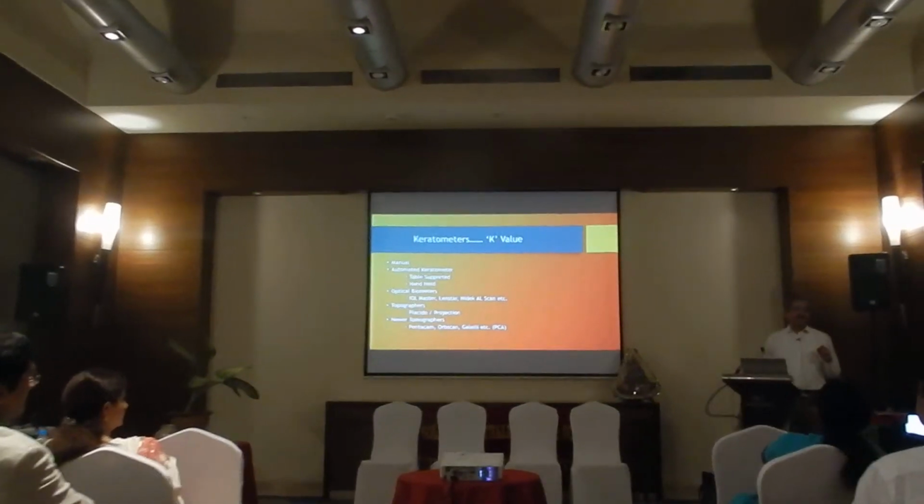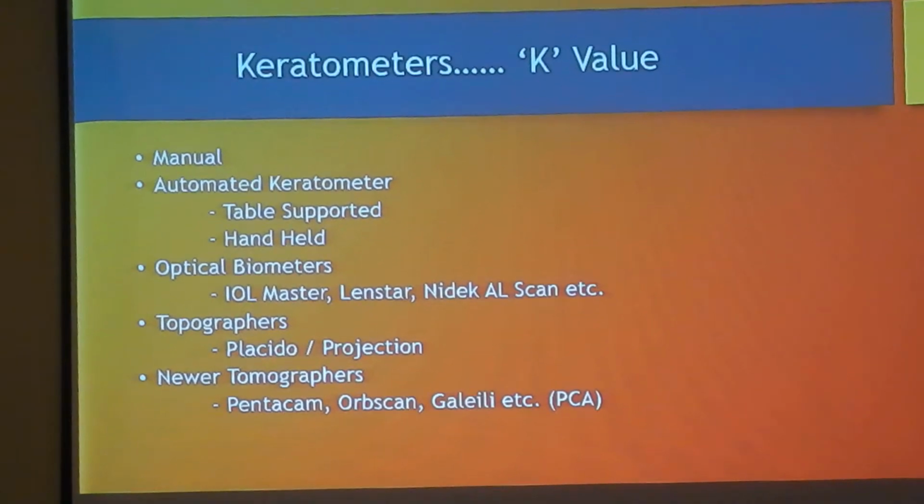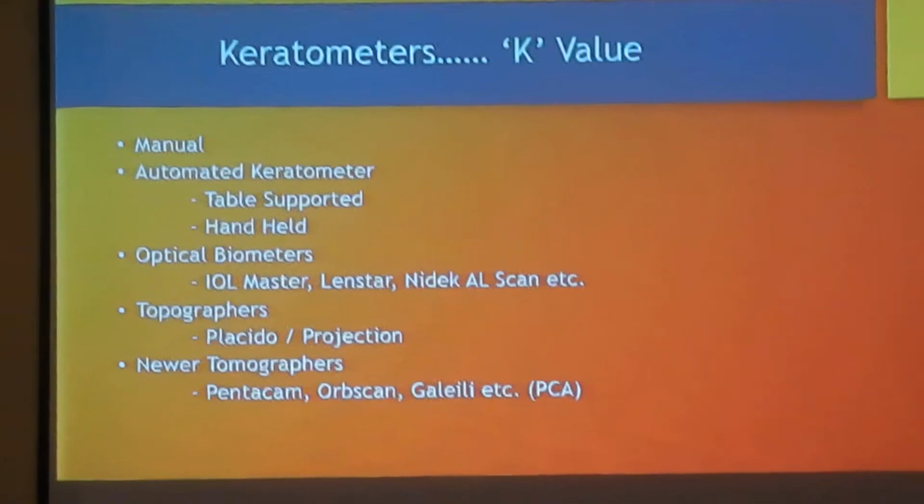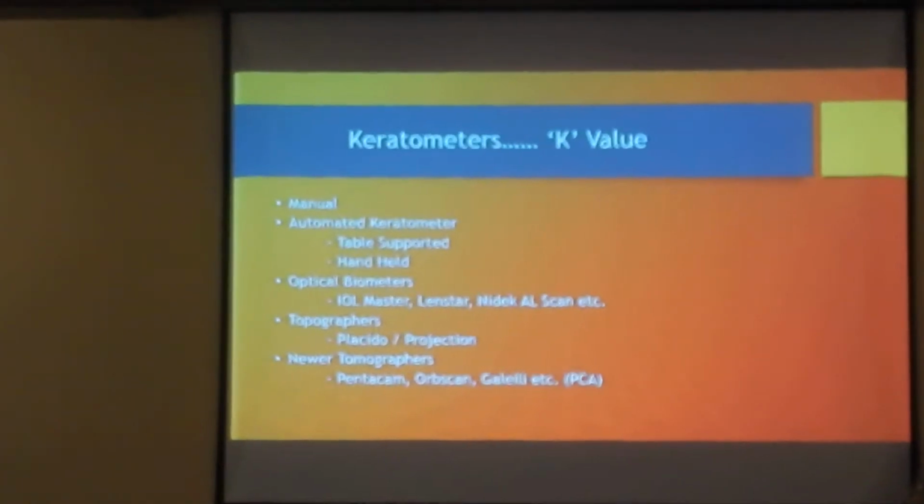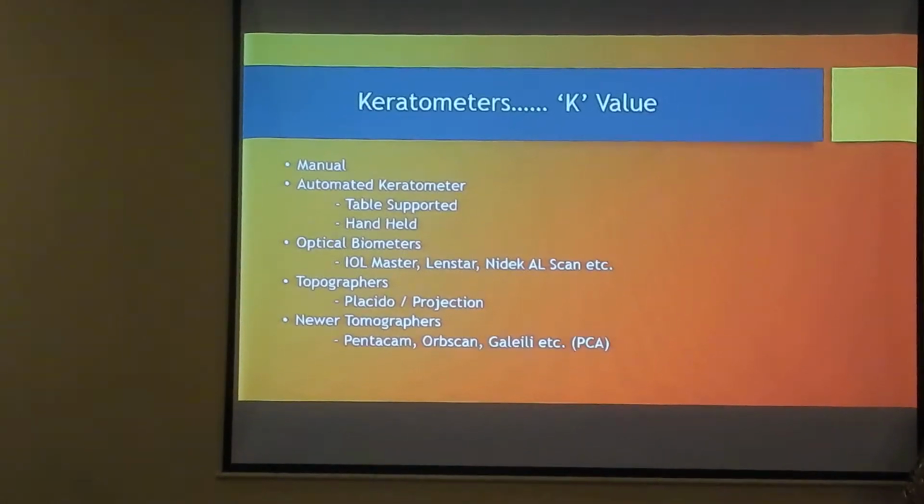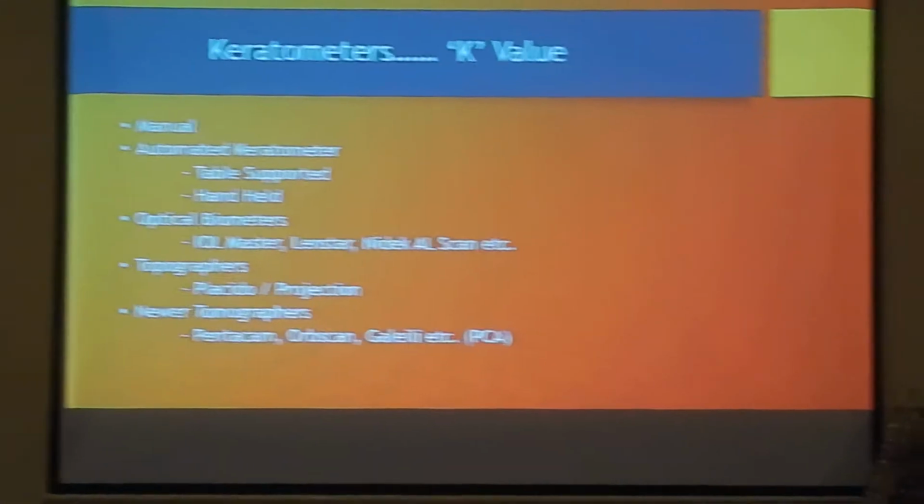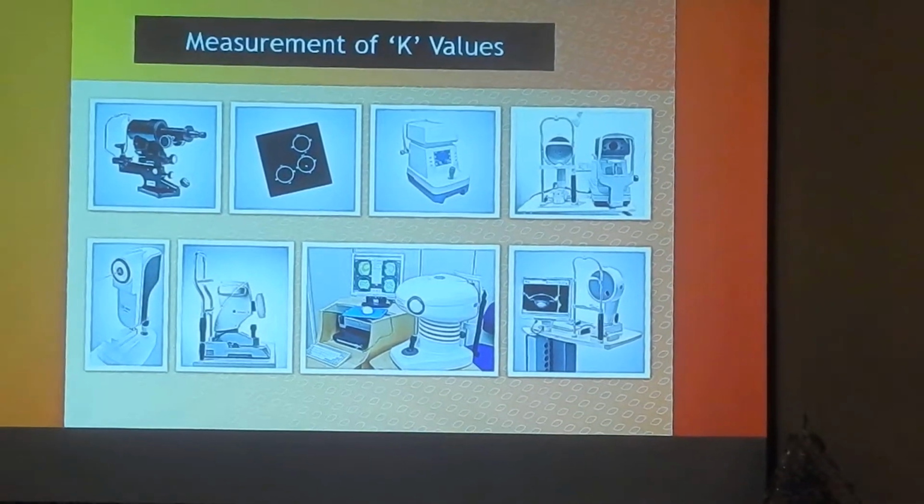Way to measure astigmatism. I agree it's correct, but not entirely correct, and I'll tell you why. Automated keratometers are table supported and handheld. You have handheld autokeratometers also. You have optical biometers like your IOL Master, your Lenstar, and the new NIDEK AL-Scan. You have topographers like the Placido and the projection topographers, and you have the newer topographers like your OPD-Scan, your Galilei, Pentacam, etc. And this is a list of all the instruments that we normally use.